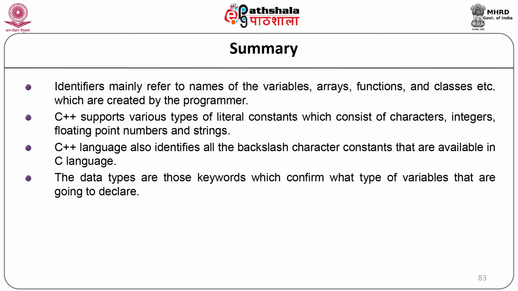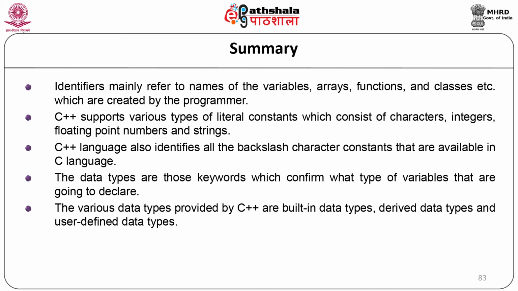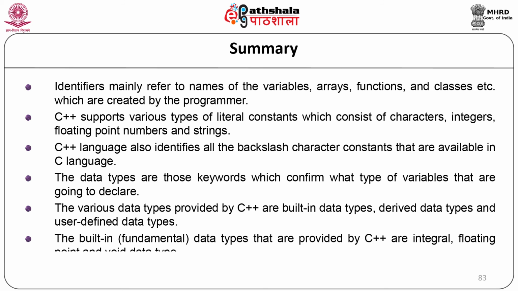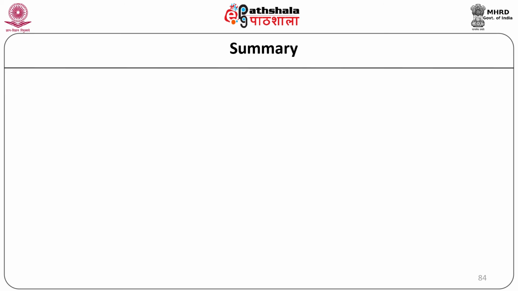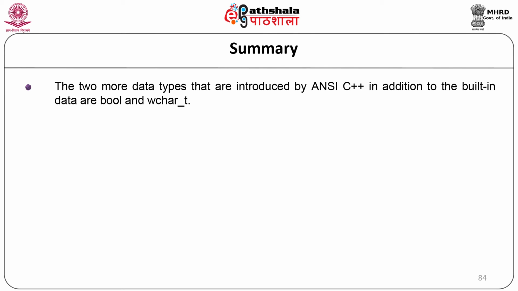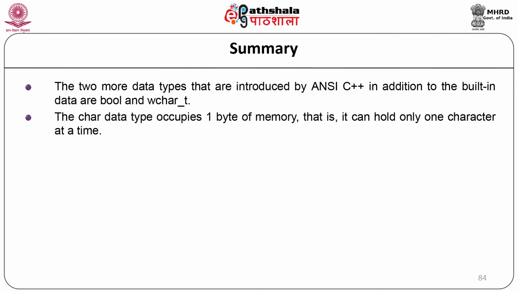The data types are those keywords which confirm what type of variables are going to be declared. The various data types provided by C++ are built-in data types, derived data types and user-defined data types. Built-in data types that are supported by C++ are integer, floating point and void. The two more data types that are introduced in ANSI C++ are boolean and wchar_t. The character data type occupies 1 byte of data.